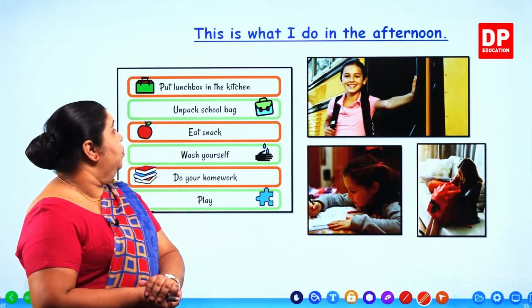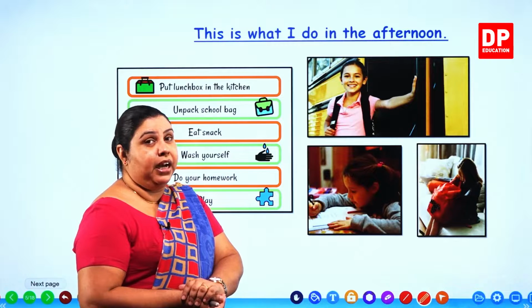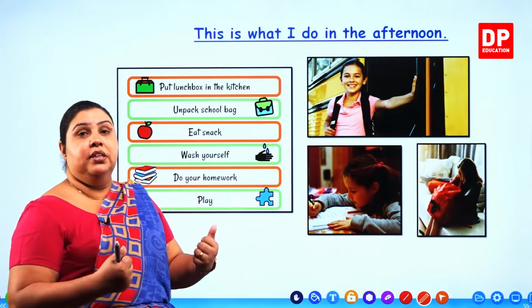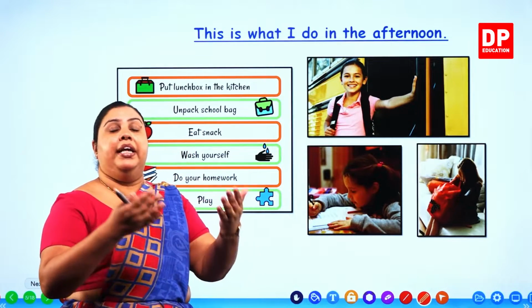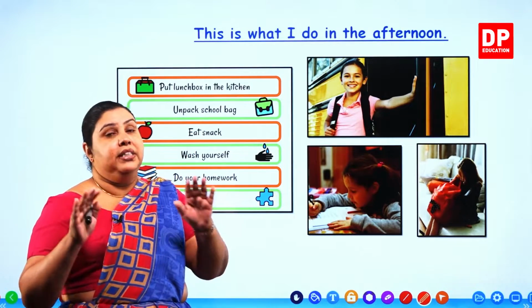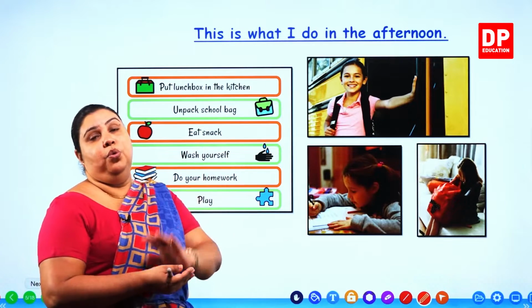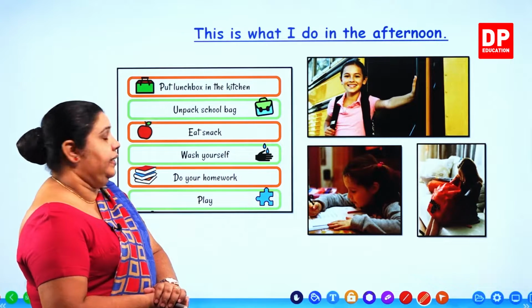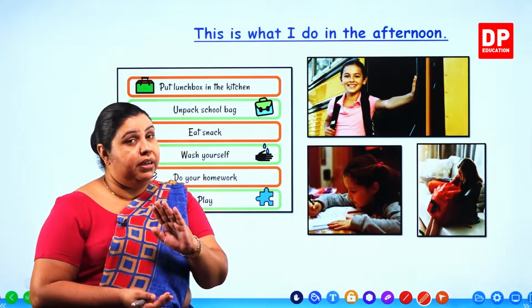Then what do we do? Unpack school bag. You unpack your bag. You take out your books. At the same time, you take out your lunch box, you can take out the books, sort them out, see what homework you have to do, keep them nicely, and then you go and you wash your face, or you can take a wash after that. Then after you come back from school you have to clean yourself.